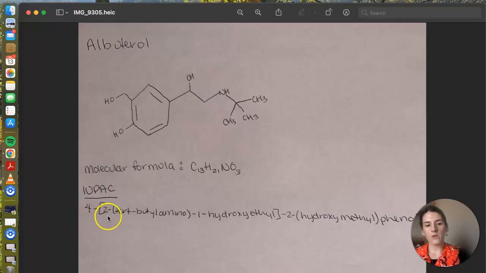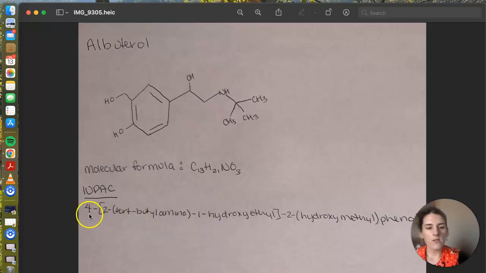We got 4-[2-(tert-butylamino)-1-hydroxyethyl]-2-(hydroxymethyl)phenol. Phenyl is our parent group. This right here is our phenyl, including this little OH. You see how it is a cyclohexene, but it has 3 pi bonds. This makes it an aromatic ring plus our OH group on it, which makes it a phenol.